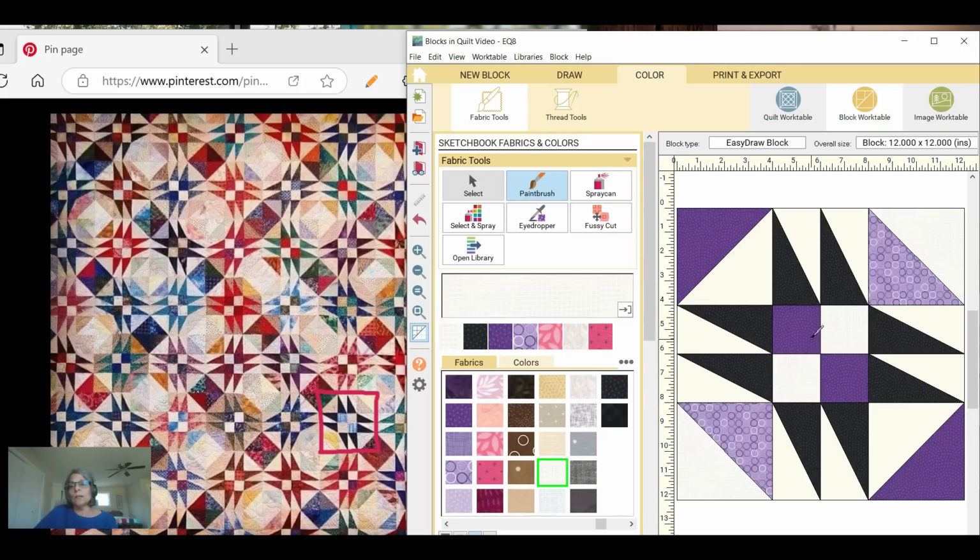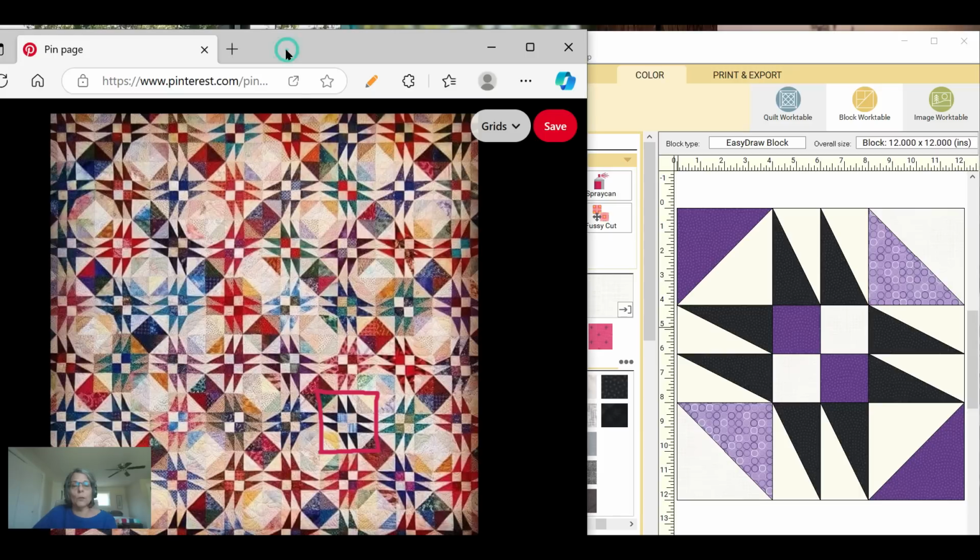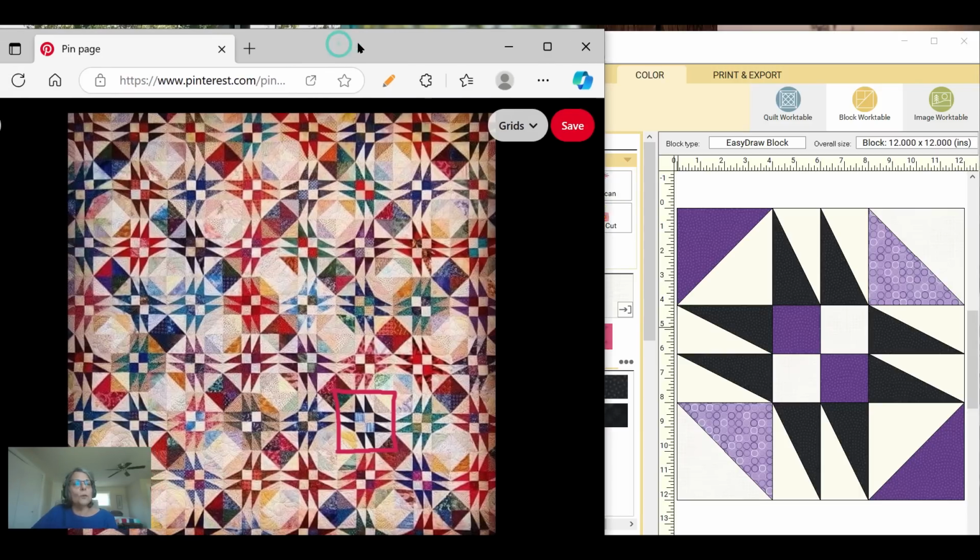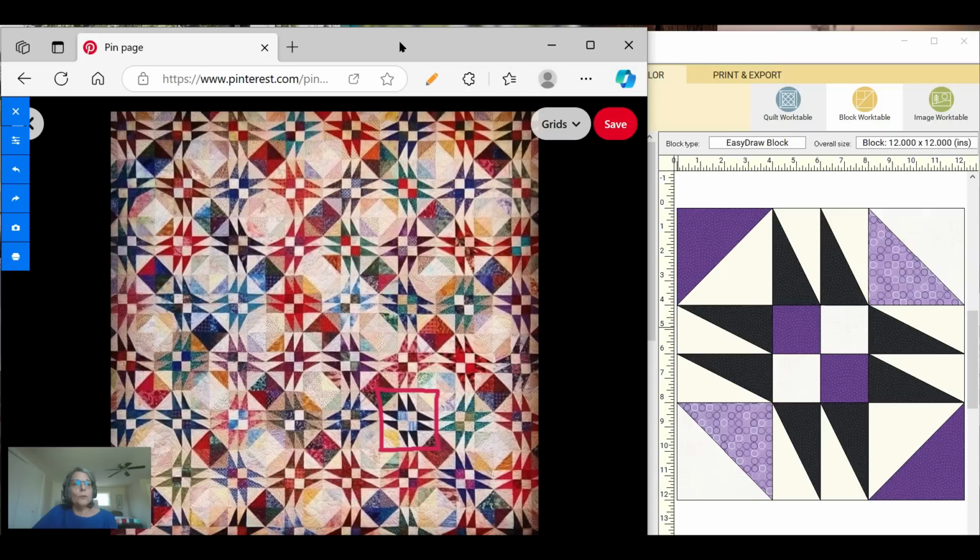So this is a really neat quilt. I would like to make this quilt. This is the only picture I've ever found of this quilt. I don't know who made the quilt or who posted it. So if there's something else out there, then let me know.